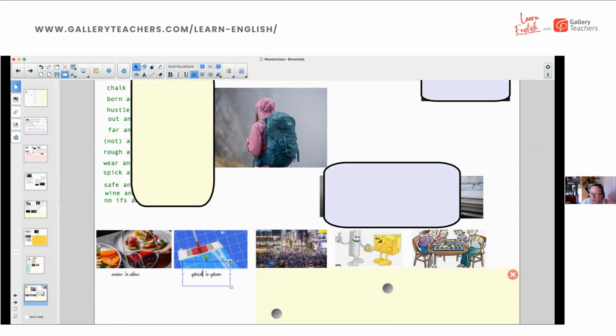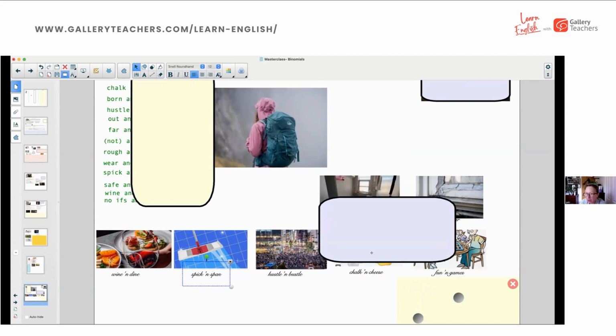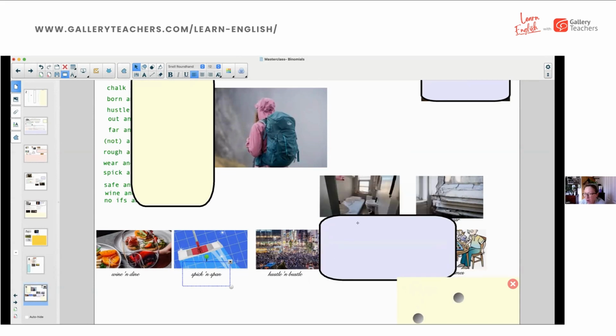And this, how about this one? Okay, very good. Hustle and bustle, we say, of a big city. How about this one? What comes to mind? Okay, chalk and cheese. And how about this? Okay, her lifestyle is not all fun and games, right? And then we have her accommodation. I mean, look at this. This is where she sometimes has to sleep, and this is what we call rough and ready.